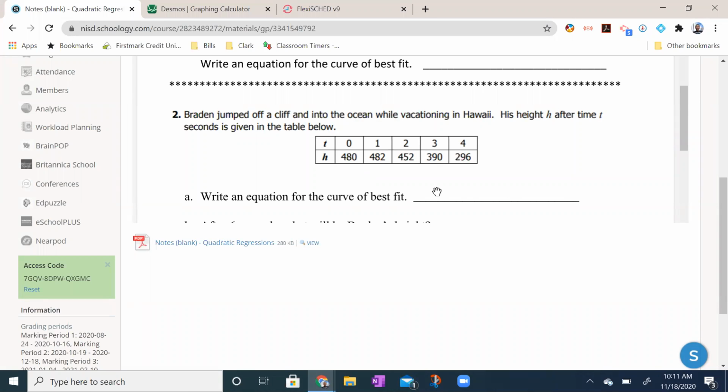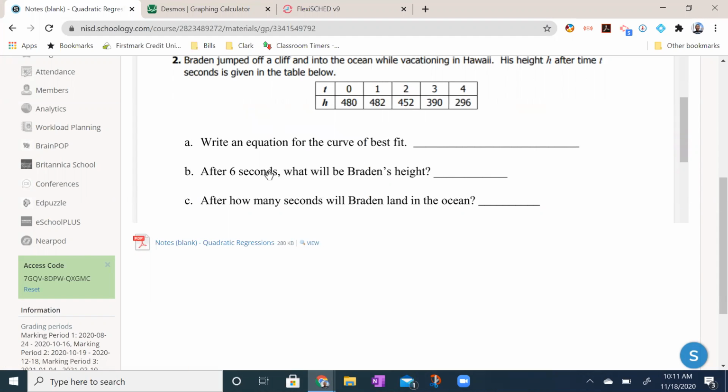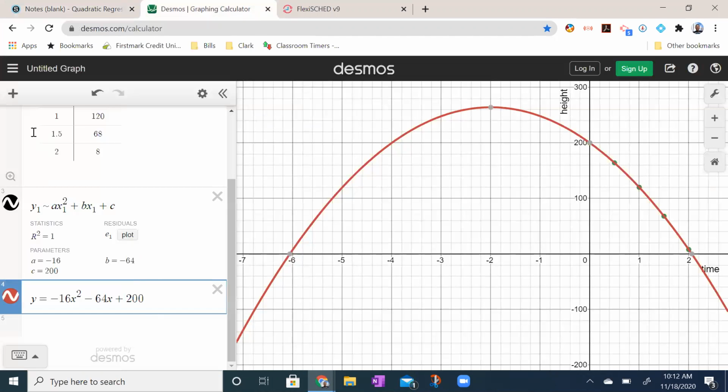All right, so we're going to write the equation of best fit. And then we're going to make a prediction. After 6 seconds, what will Braden's height be? And then after how many seconds will Braden land in the ocean? So we'll answer these 3 things using the Desmos, of course. So let's go ahead and do that. So what I'm going to do is I'm going to go ahead and click on these lines here. These 3 lines. It says untitled graph.